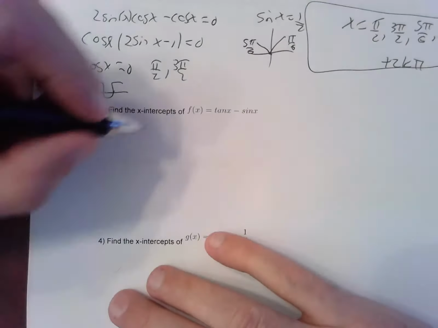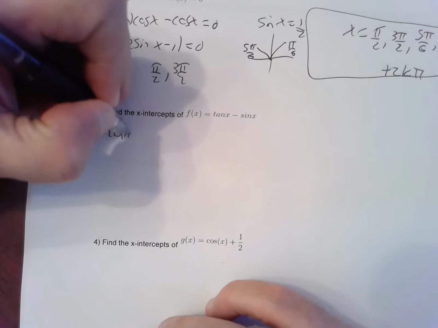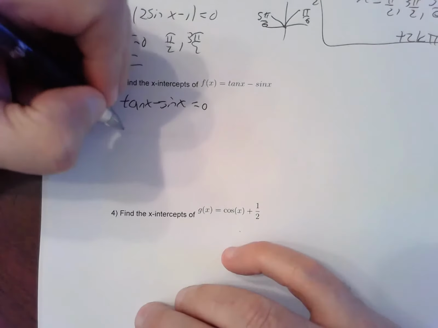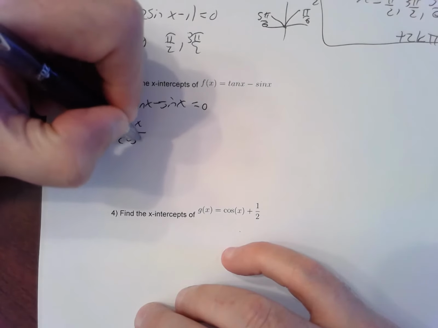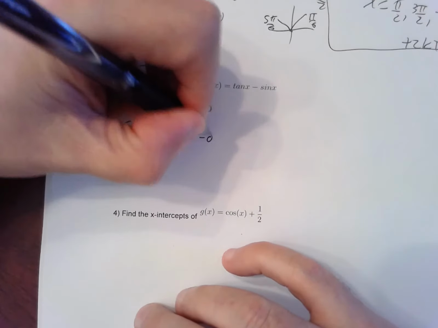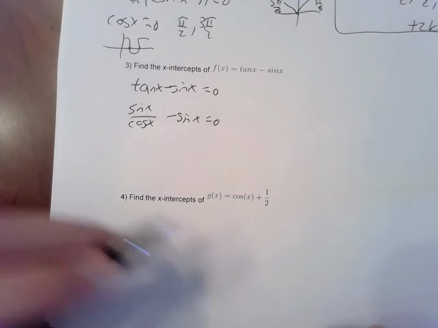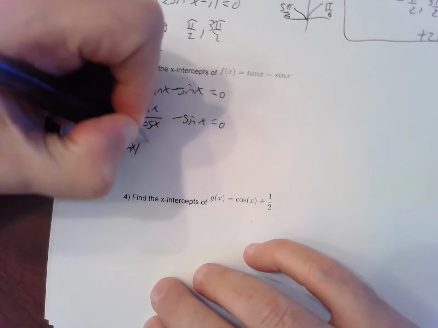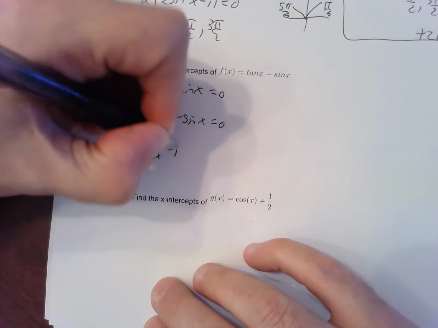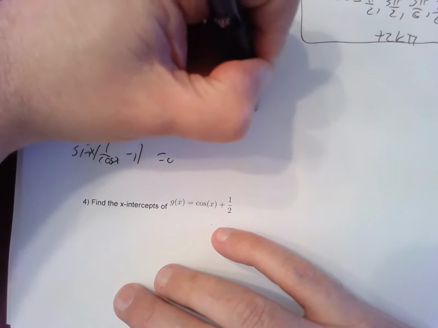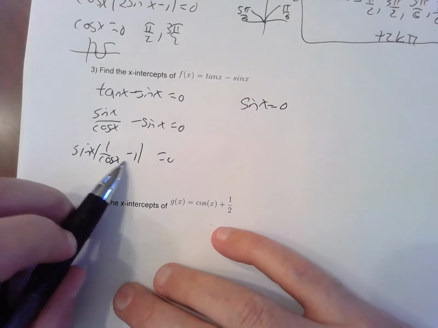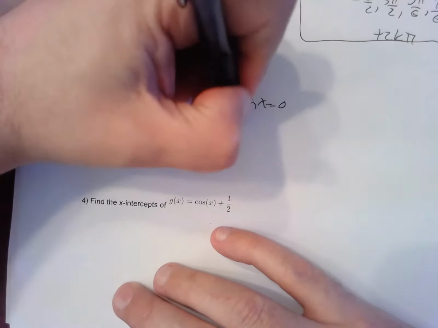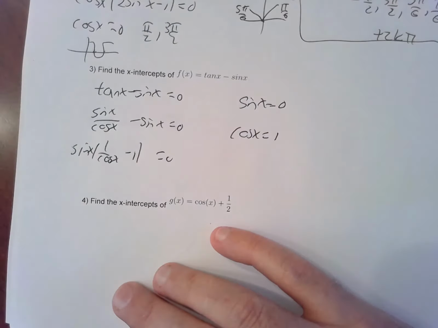Okay, x-intercepts. We'll find x-intercepts by setting our function equal to 0. Probably going to be easiest to convert this tangent to sine over cosine. Again, we're going to be factoring. We need a 0 on one side, or factoring is a waste of time. We have the 0, so sine of x times 1 over cosine minus 1. So we want sine of x equals 0, or this should be obvious, cosine equals 1. If you don't believe that, go through the algebra. But that's cosine equals 1.